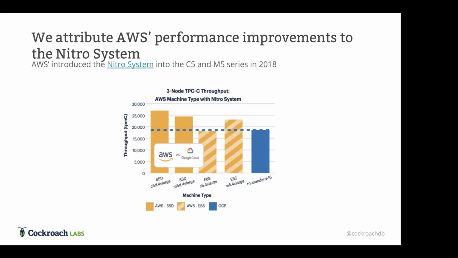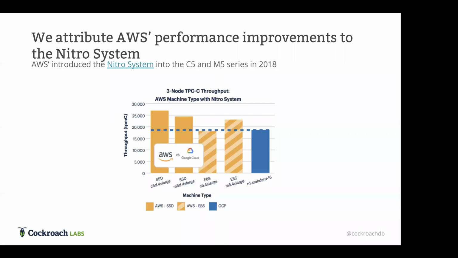We attribute a lot of the performance improvements to AWS's Nitro System. Nitro System was introduced in the C5 and M5 series in 2018. And what you can see here is all of the gold instance types from AWS here, the C5D, M5D, C5.4, and M5.4 along the bottom, all have the Nitro System. And so all of the machine types that have that Nitro System either perform at the same level as the N1 standard 16 from GCP or better.